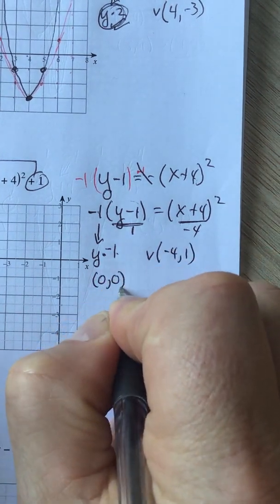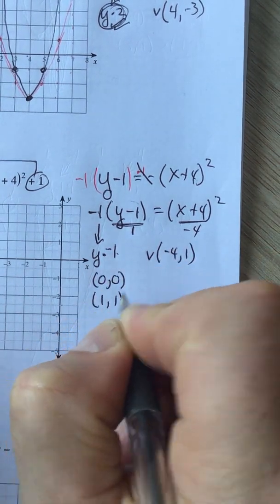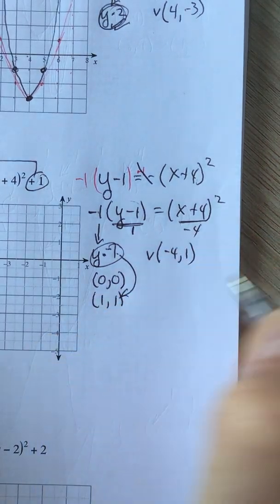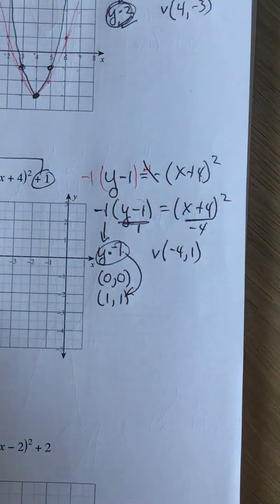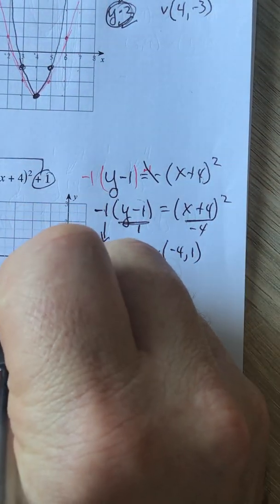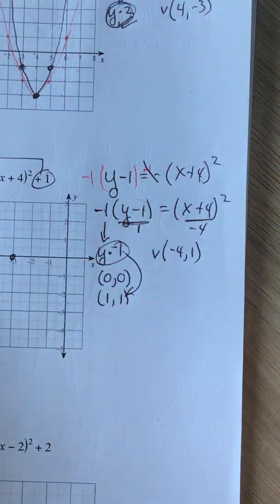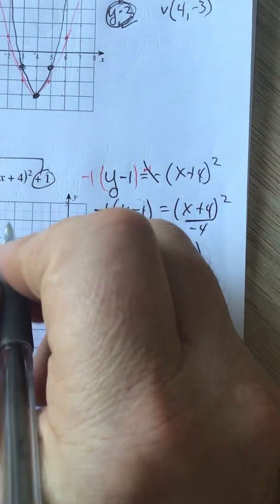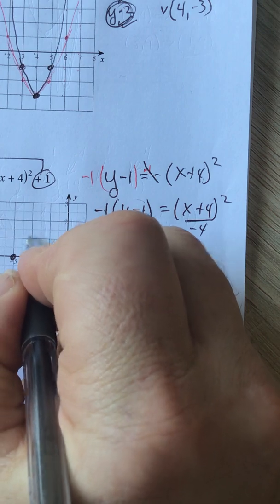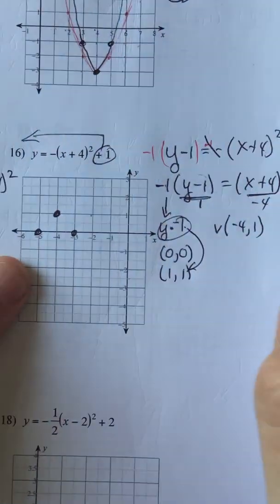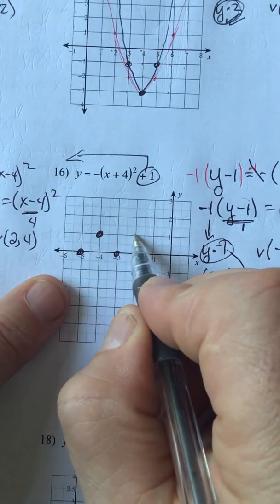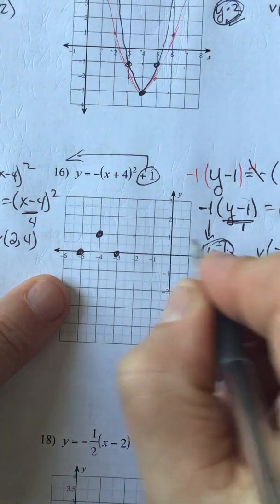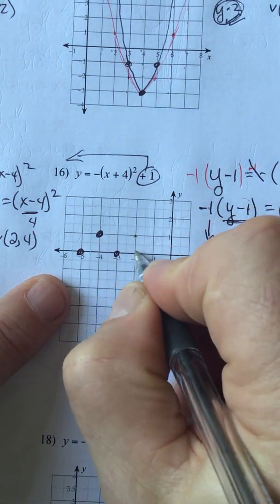That's like the 0, 0. Next I need 1, 1. Well, the y part is getting multiplied by negative. So instead of going over 1, up 1, I'm going over 1, down 1. And instead of going over 2, up 4, the y part gets negated, so I'm going to go over 2, down 4.